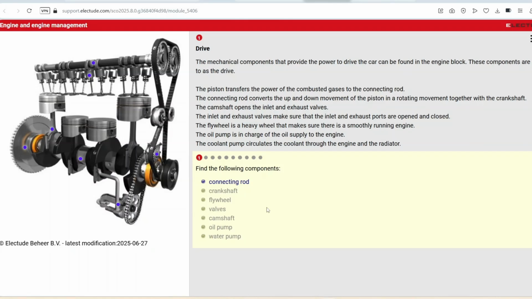Yeah, so after these instructions, I'm going to attempt answering the question. Connecting rod. I'd use the mouse to point it out. Yeah, I got that right. So you see the instructions, the updates at the bottom: you have now found one of the 7 components.